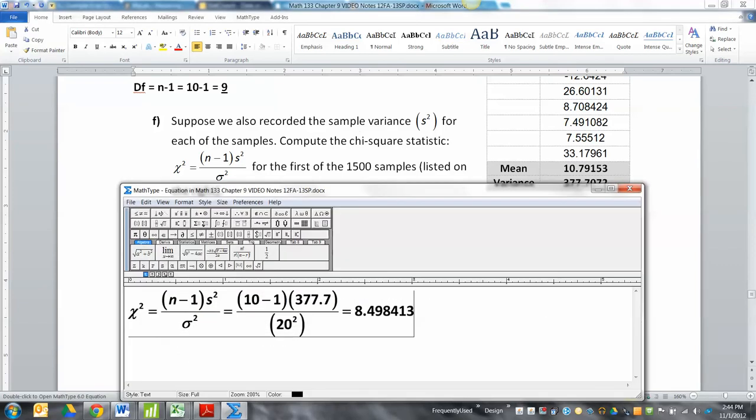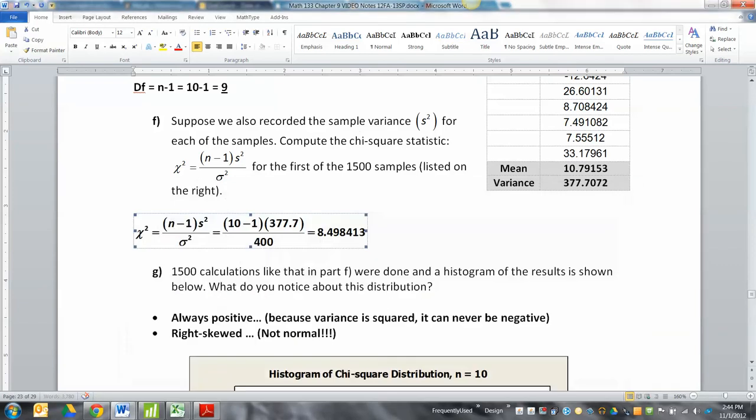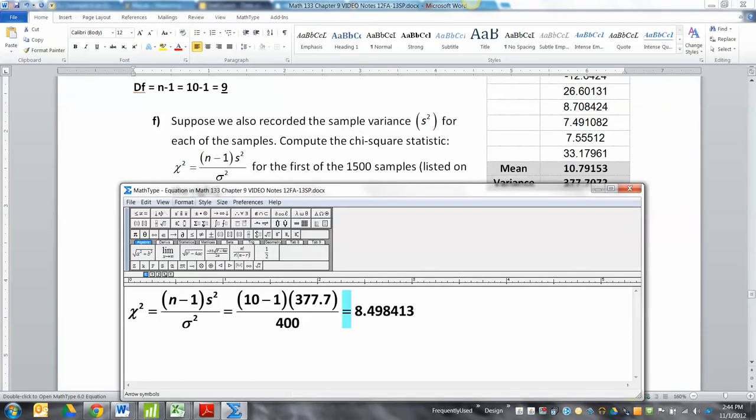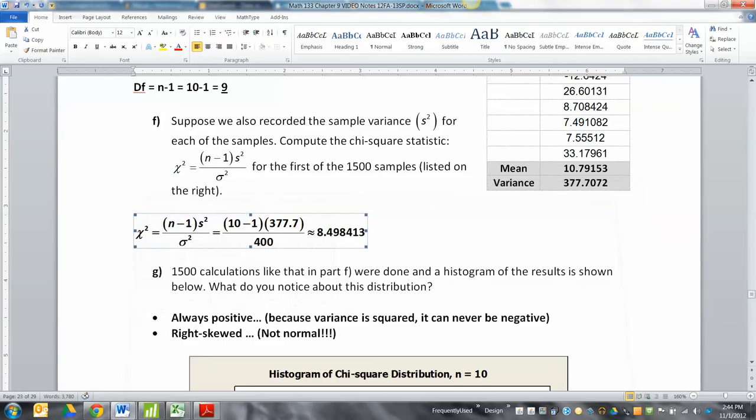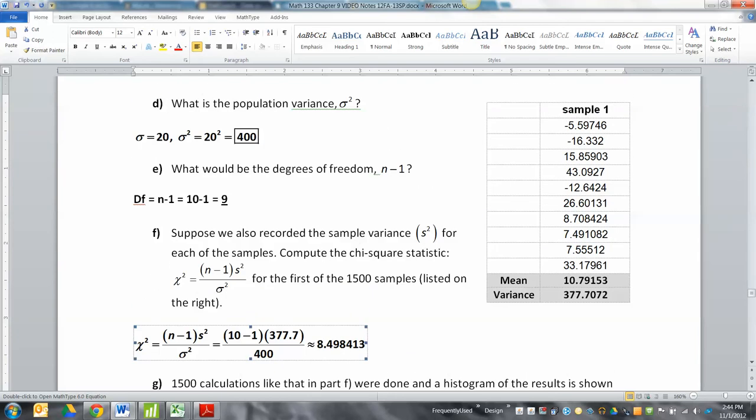And then we divide it by 400, right? Because we know that sigma squared is equal to 400. We found it up above. And we get the value of about 8.49. Okay, so you take the sample that you had, you found the variance, you multiply it by n minus 1, and you divide it by 400 every time, because that's the population variance, right?